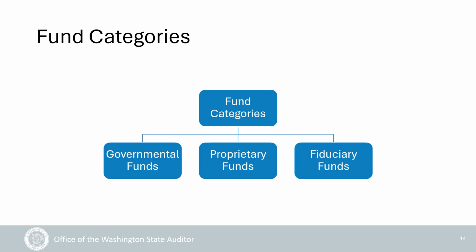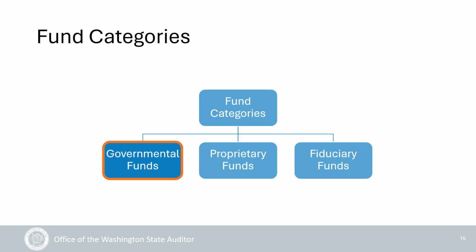The fund categories are governmental, proprietary, and fiduciary. If you are a special purpose district, all of your activities are generally reported in either a governmental fund or a proprietary fund. Only general purpose governments, which are cities, counties, and towns, generally use all 3 fund categories. How does your government's activities relate to these 3 categories? Let's find out, starting with governmental funds.